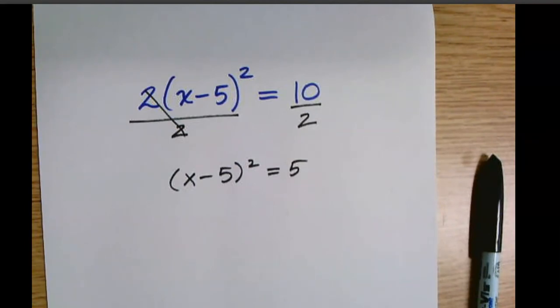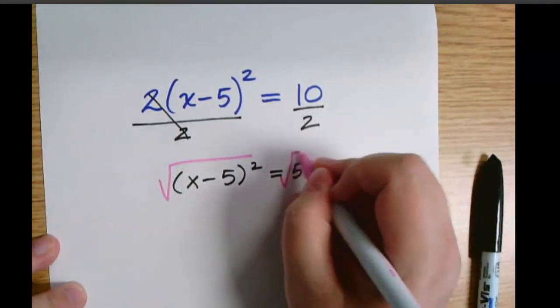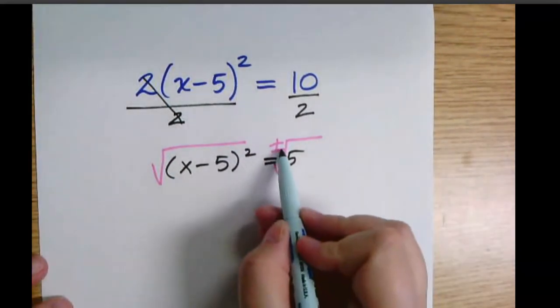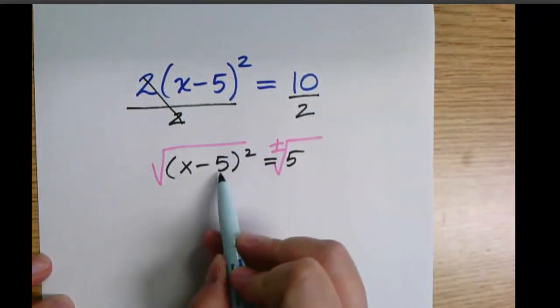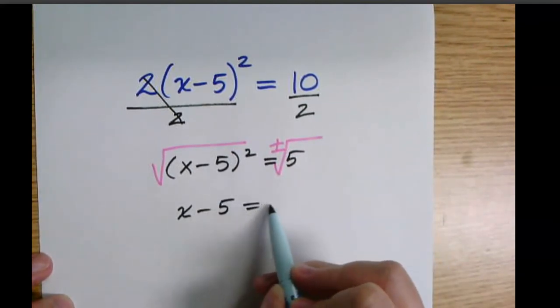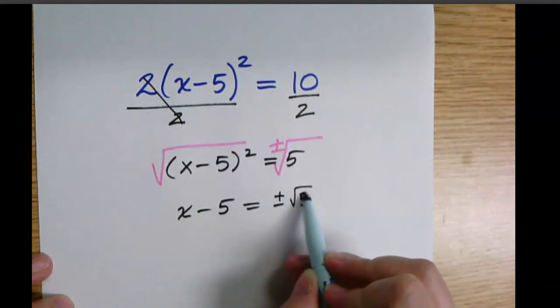I'm displeased with my marker situation. Let's see if this pink will show up. It's not too bad. And that gives me the plus or minus, don't forget that. And now over here, I don't have just x, I have x minus 5, which comes out from under the radical. And on the right, I have plus or minus root 5.